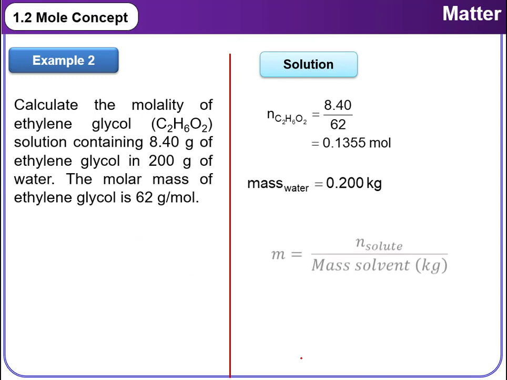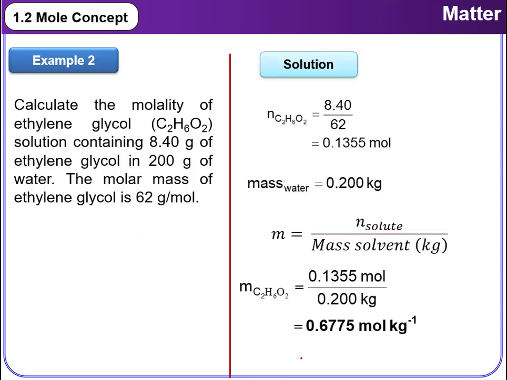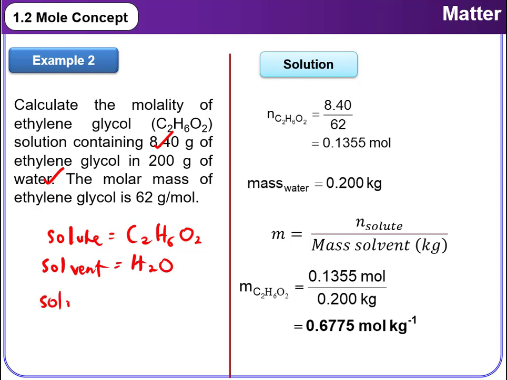Let us look at the next example, which is example 2. You have to calculate the molality of ethylene glycol containing 8.4 gram of ethylene glycol in 200 gram of water. So what do we have in this system? What is the solute? The solute is the ethylene glycol. How about the solvent? The solvent is water. What is the solution? The solution is, of course, the ethylene glycol solution.